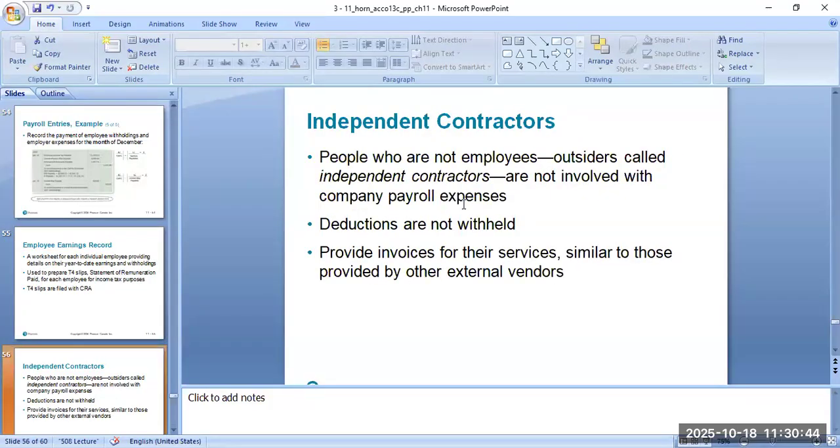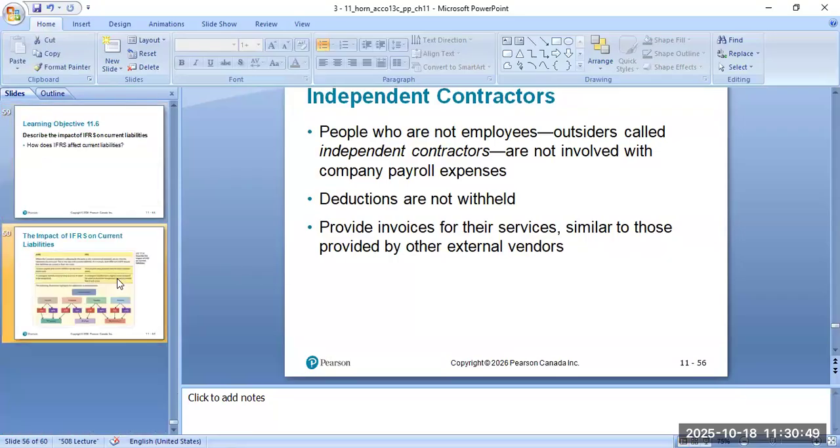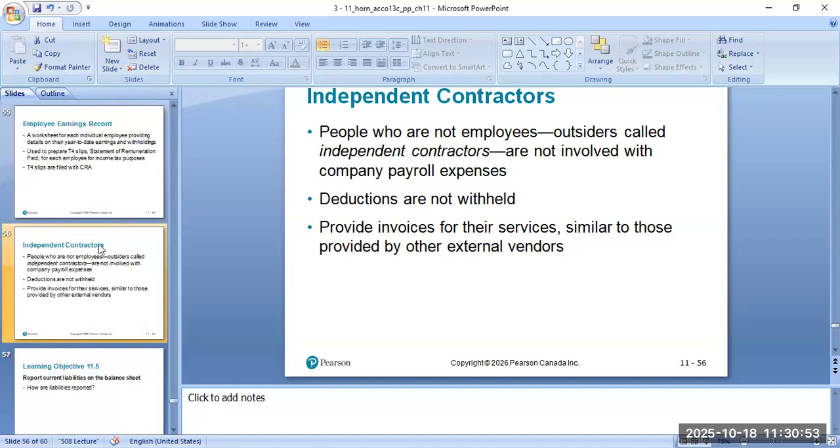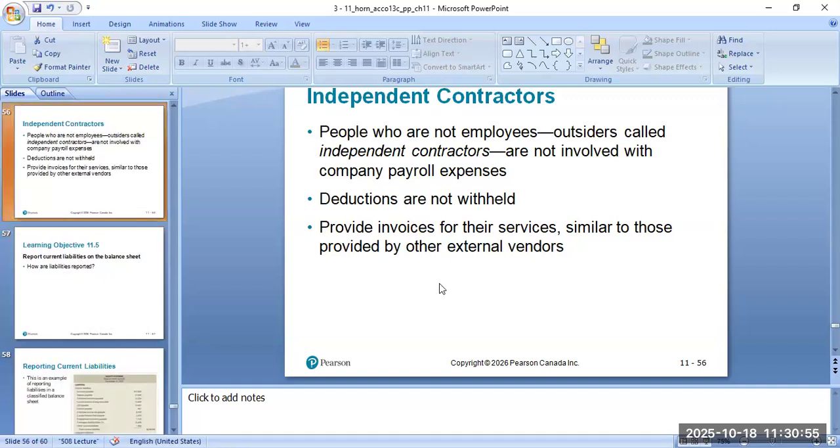All the independent contractors. Let's see how many slides left. I think that's the only last left, which is important.